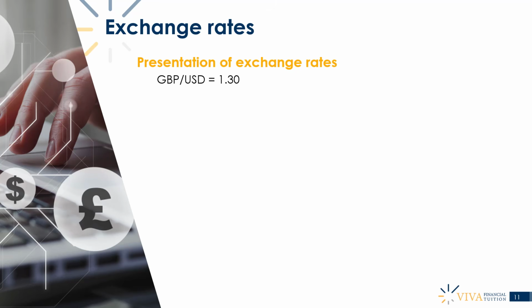GBP/USD equals 1.30. Now, if you've got an understanding of the sterling US dollar exchange rate, you'll know that £1 buys you $1.30. But if you don't know the two currencies, you might not know that instinctively. So it's always the one that's written first, the GBP, that's the one currency, the fixed one, and the USD, the second one, is the variable currency. So that means £1 will buy you $1.30. Or the other way of thinking about it is it will cost you $1.30 to obtain £1.